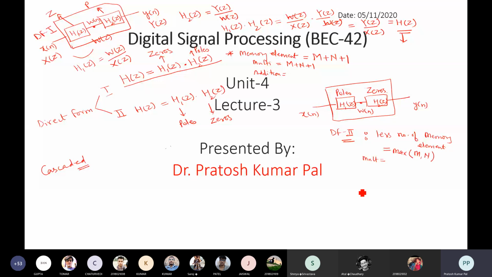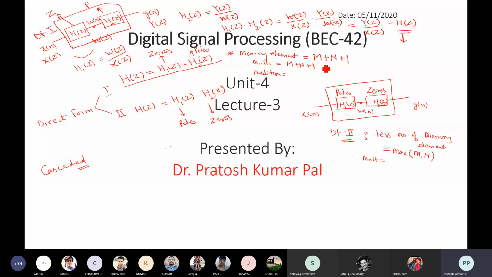Yes, so we were saying the number of memory elements and the multipliers in it. Whatever the complexity of the circuit is, that complexity depends on the hardware, that is, the number of hardware elements required to design that system. In case of direct form 1, the number of memory elements will be higher because there is no sharing of memory elements, so it will be m plus n plus 1. Similarly, the multiplier requirement is m plus mn plus m plus 1.